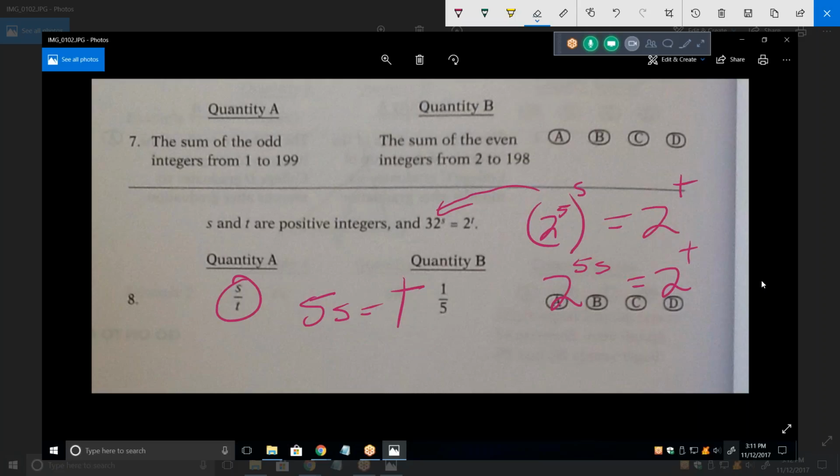Can I ask my question? Sure. Okay, so I understand the 5s equals t. So under quantity 8, you have s over t. So we have to manipulate that to produce an s over t. Right. So the first thing I'm going to do is divide by t. So now I have 5s over t equals 1. Now I want s over t. I don't want 5s over t. So I'm going to divide both sides by 5. Okay, now I get it. So there you get s over t equals 1/5.